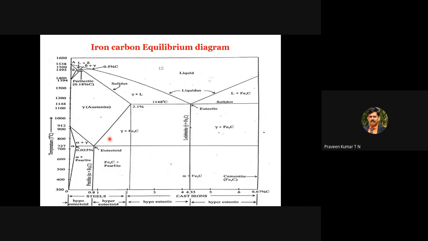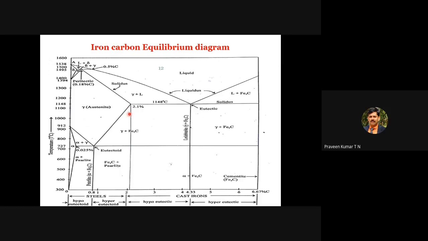The corresponding reaction is the eutectoid reaction. The eutectoid reaction takes place. Again, you have to remember the temperature, 727 degrees Celsius, and the percentage of carbon is 0.8. For the eutectic reaction, the temperature is 1148 degrees Celsius, and the corresponding percentage of carbon is 4.33. So one more is the peritectic reaction. That reaction takes place at 0.18% of carbon and the temperature is 1495 degrees. These are the important points you have to remember in the iron carbon diagram.